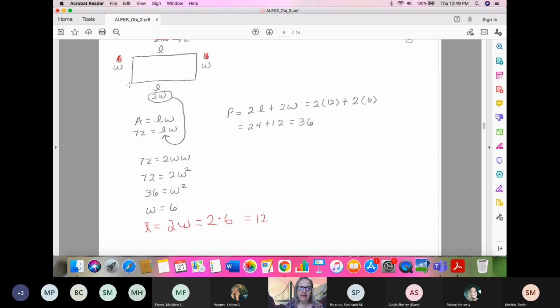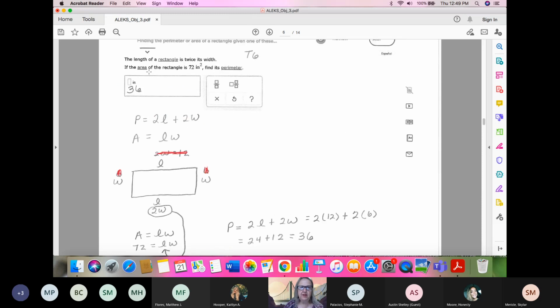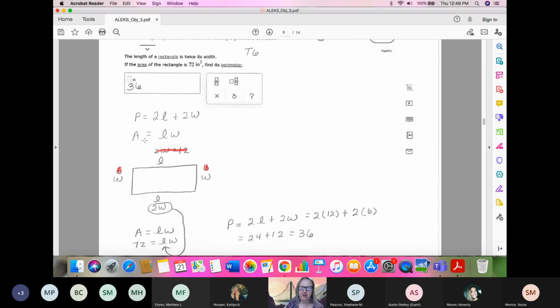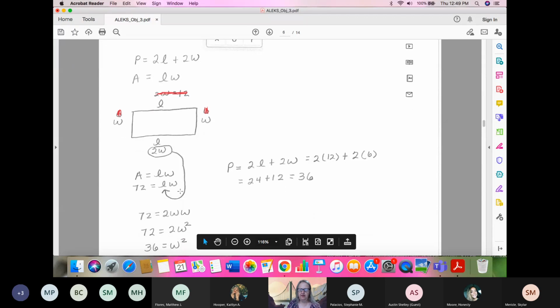So let's take a look. 72 equals L times W. The area of a rectangle is 72 inches. That means the area is length times width equals 72. So length times width equals 72. Are you okay with the length times the width being 72? Yes. Okay.